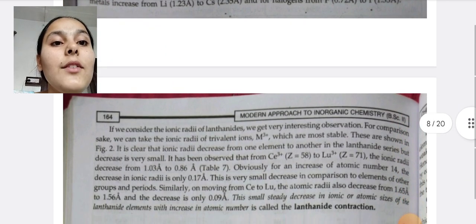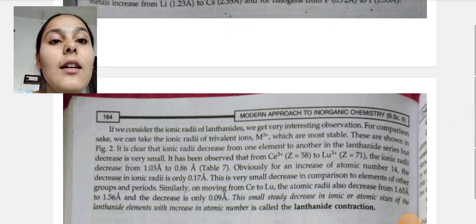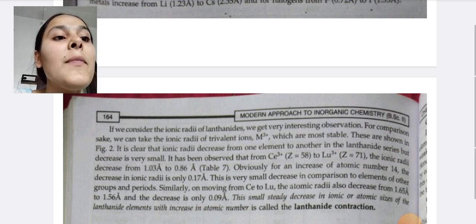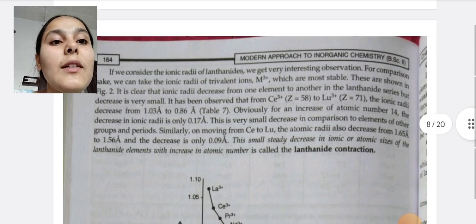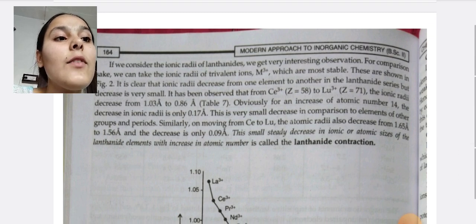If we consider the ionic radii of lanthanides, we get a very interesting observation. For comparison's sake, we can take the ionic radii of trivalent ions, M3+, which are most stable. These are shown in Figure 2. It is clear that ionic radii decrease from one element to another in the lanthanide series, but the decrease is very small. From Ce3+ to Lu3+, the ionic radii decrease from 1.03 angstrom to 0.86 angstrom. Obviously, for an increase of atomic number by 14, the decrease in ionic radii is only 0.17 angstrom. This is a very small decrease in comparison to elements of other groups and periods.